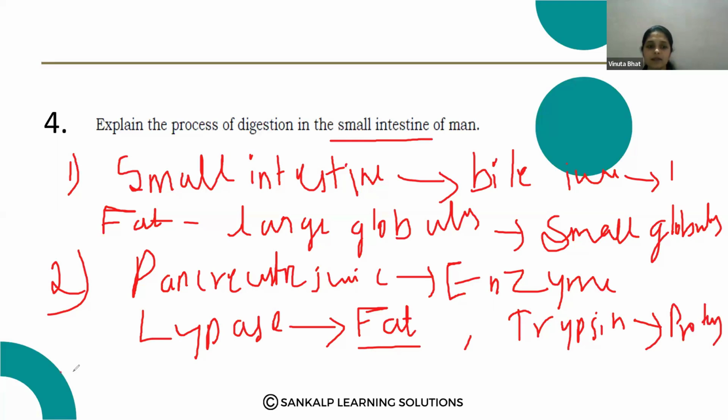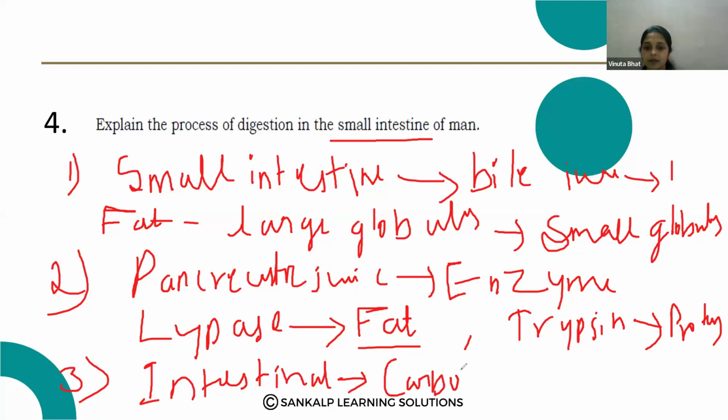Okay, and in the third step, the walls of the small intestine contain some glands. They release the intestinal juice, and this intestinal juice also contains the enzymes that help in the final conversion of carbohydrate into glucose, protein into amino acids, and fats into fatty acids and glycerol.